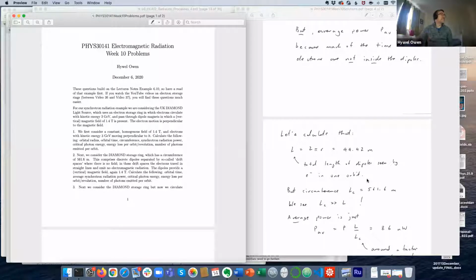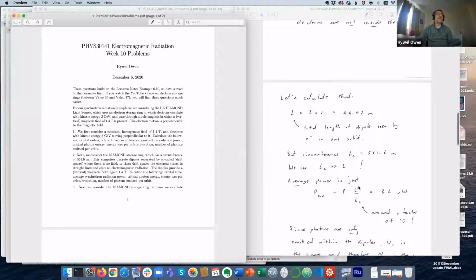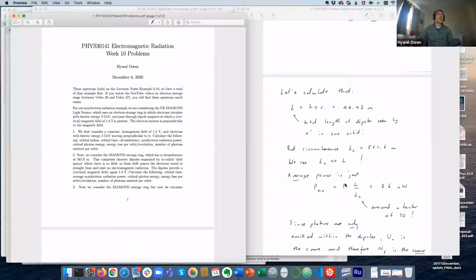Now we're given in the question that the circumference of Diamond is actually 561.6 meters. So we can see that the circumference of the accelerator is very, very much larger than that L equals 2 pi r value. So the average power is much lower by about a factor of 10 compared to the peak power. This P value is the same as we had before, 1 microwatt. But the average power is just L over L_C times that peak power, the value within the dipoles, and it's about 86 nanowatts. So that's where that number comes from in the example sheet.